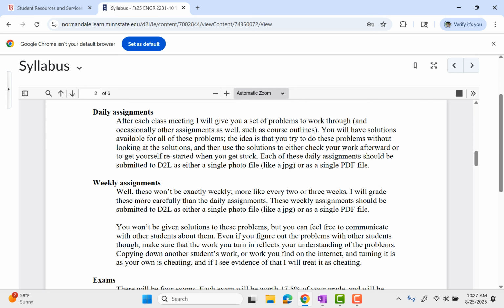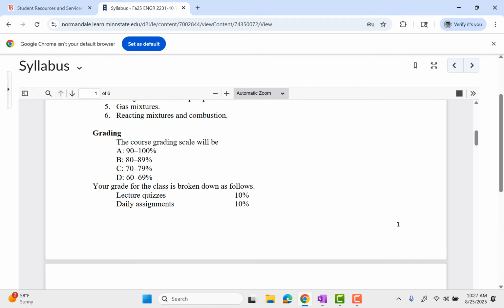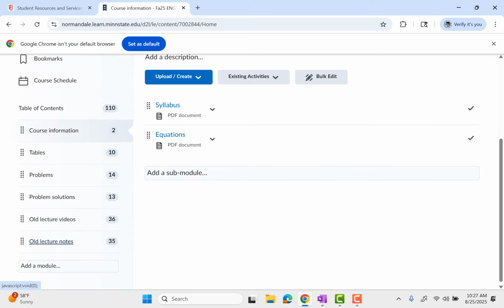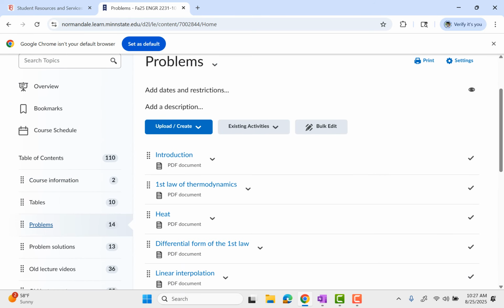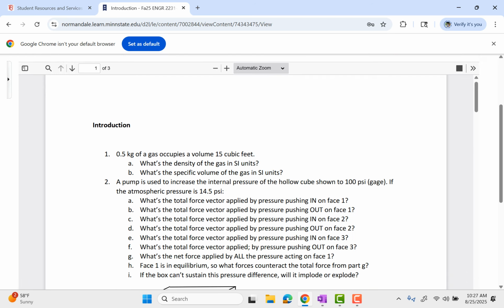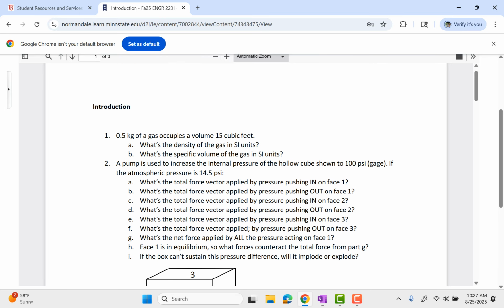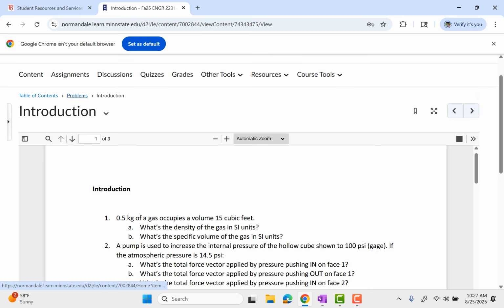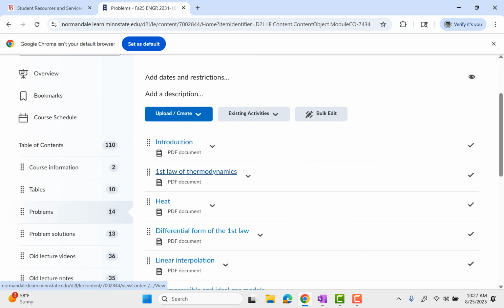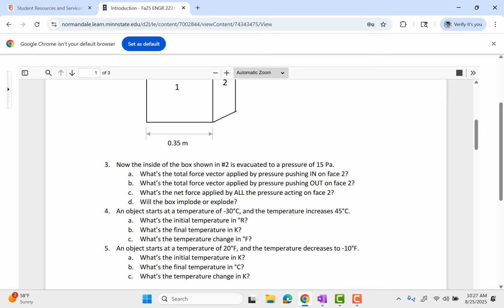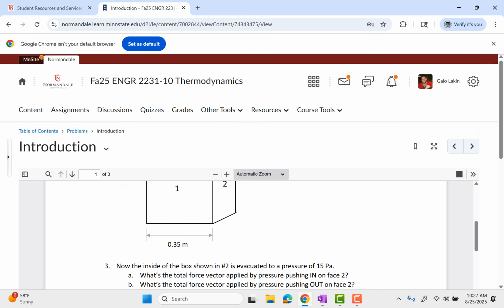For the daily assignments after each class, I'll give you some set of these to do. In the announcements, it'll say something like, do the questions in the introduction, 1 through 3. And so then you'll go to problems, you'll go to introduction, and you'll do these 3 problems.